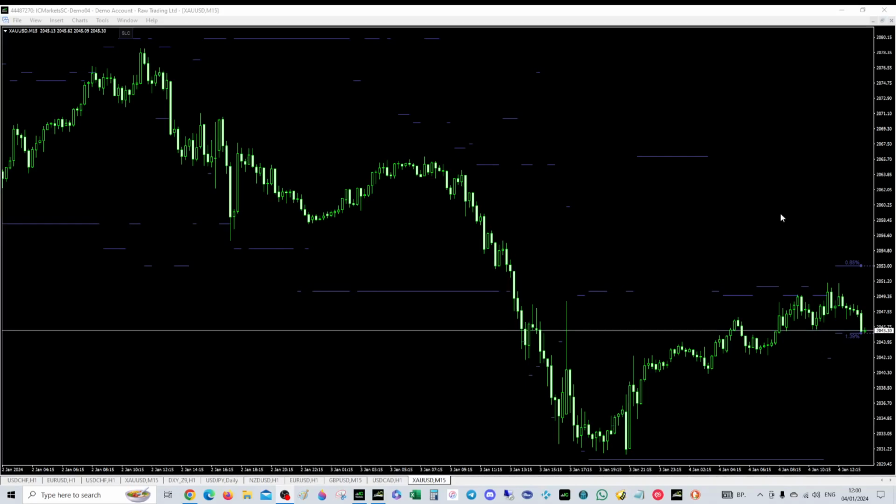Okay, so you will need the SLC indicator because we're basically hunting liquidity and we're reversing off those stops. Okay, so that's really important. So you will need the SLC indicator.